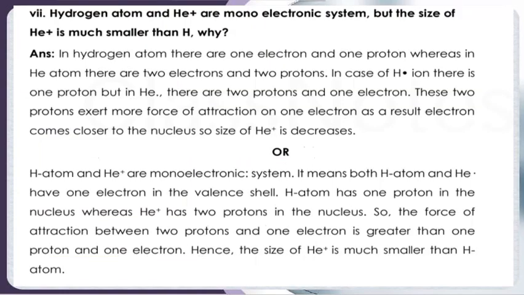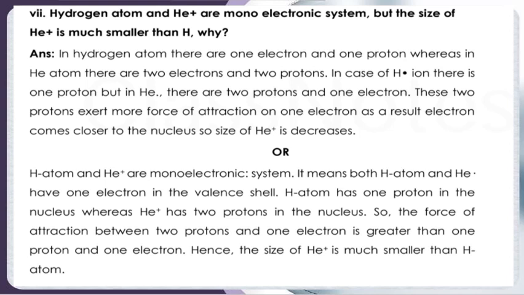Now the next one is: the hydrogen atom and helium are monoelectronic systems, but the size of helium is much smaller than that of hydrogen. Why? The explanation is mentioned. As you know very well, both helium and hydrogen have only one orbit. In hydrogen there is only one electron, but in helium there are two electrons. Similarly, in the nucleus of hydrogen there is only one proton, while in helium there are two protons. So there is the attraction of the two protons for two electrons.